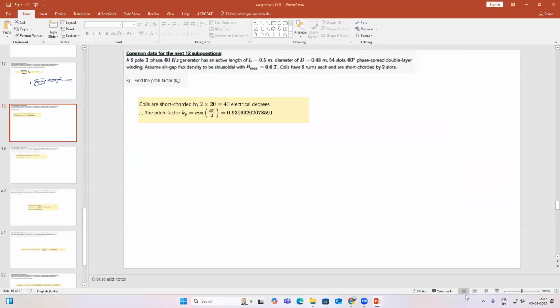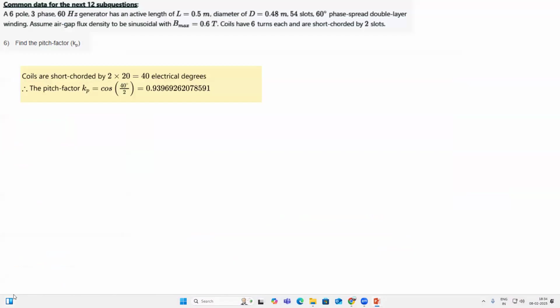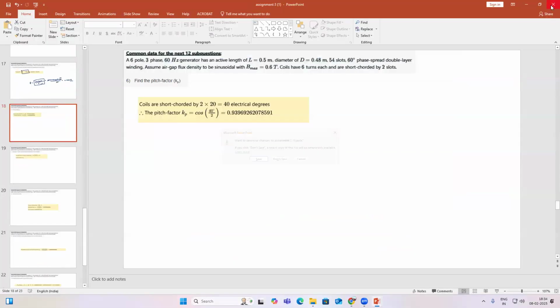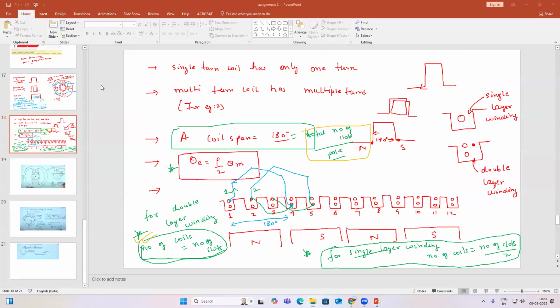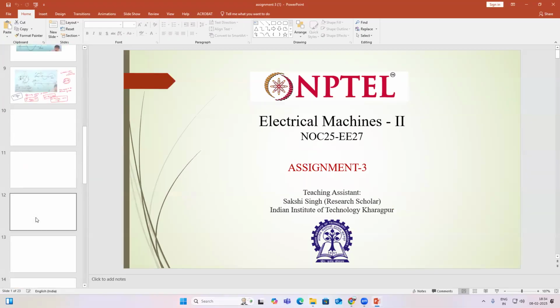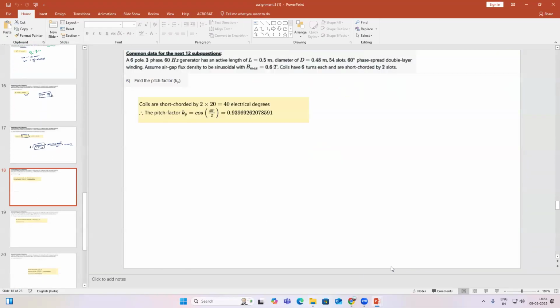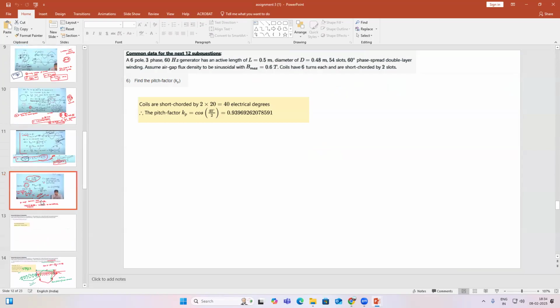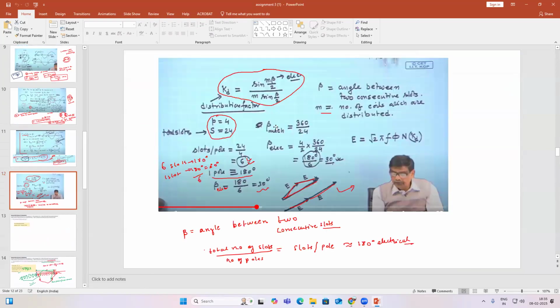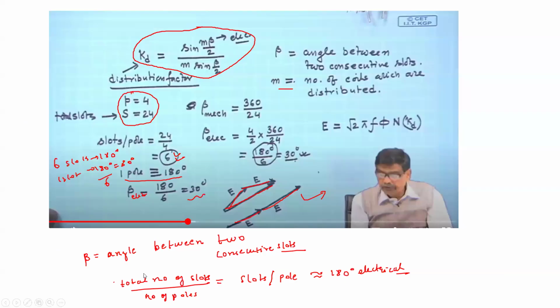So why is this below thing not coming? Okay, so let me just open it again. Save. So the pitch factor formula is this. So let me just write it down. So here only I'm writing the pitch factor also.